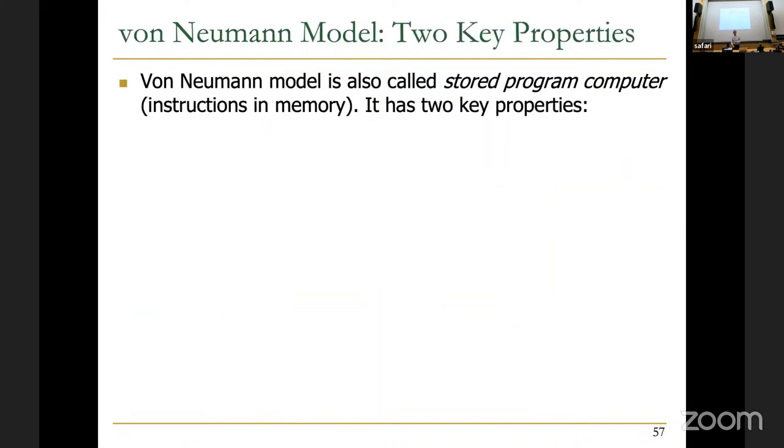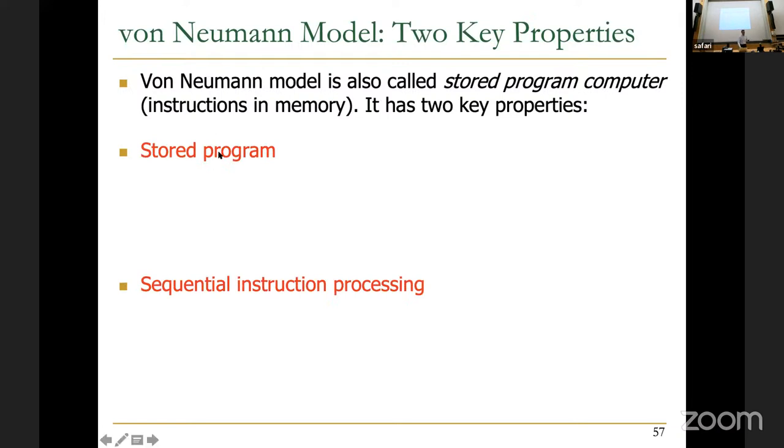Okay, so I've implicitly given you the two key properties of the von Neumann model. This is very important because this is what made the von Neumann model very successful. It was very easy to program overall. It's also called a stored program computer, but von Neumann model is, I think, nicer because it captures two properties. Stored program, because instructions are in memory, right? The program is in memory, essentially. So there are two key properties. Stored program, let's talk about that.